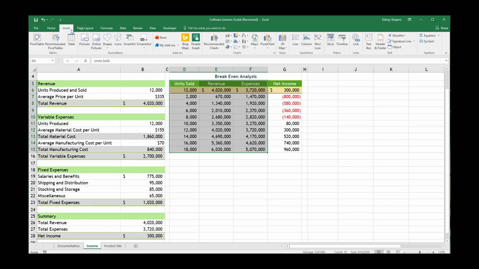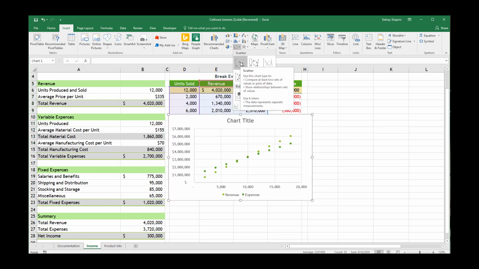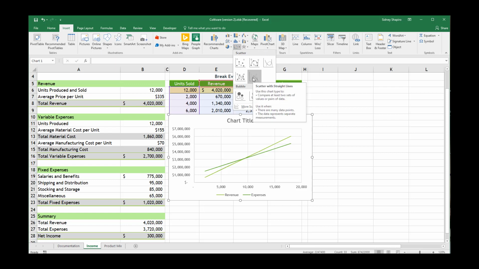Let's go to Insert. And we're going to go to Scatter or Bubble Chart button. All right, so here we go. Scatter. And we're going to pick scatter with straight lines. There we go. Scatter with straight lines.